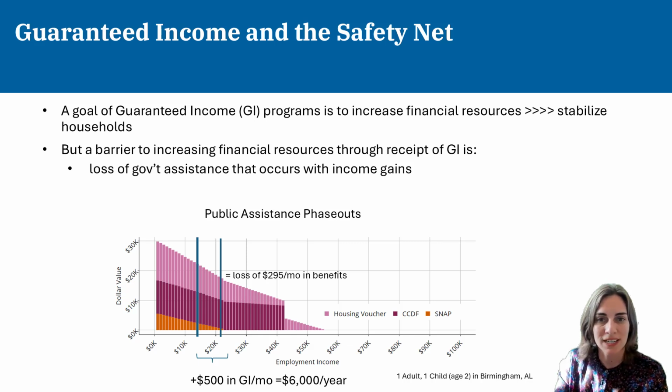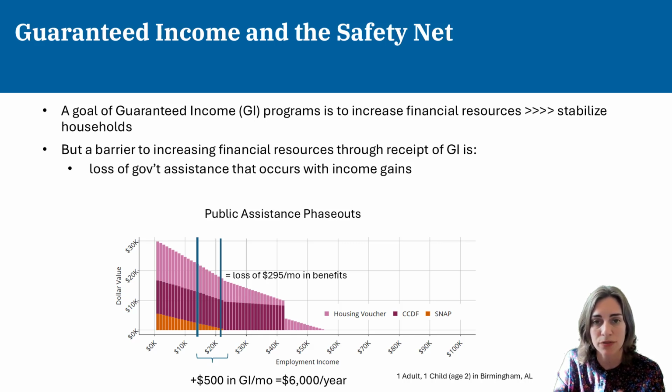A goal of guaranteed income programs is to increase the financial resources of the household, which will theoretically stabilize them. But a barrier to increasing financial resources through receipt of guaranteed income is that participants may lose government assistance as a result. This happens because many social safety net programs phase out or end suddenly as income increases. Counting guaranteed income as income may trigger a partial or complete loss of a family's public assistance receipts.